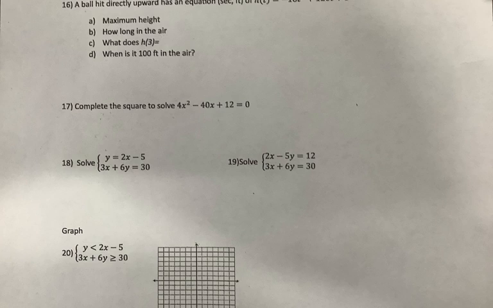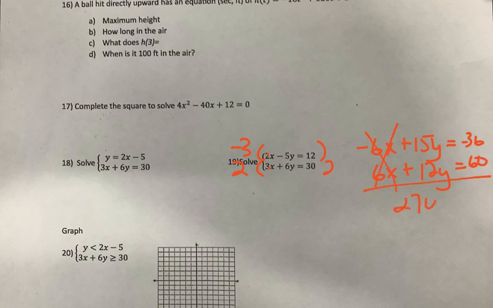One is a good problem for elimination because it's stacked up already. So I'm going to multiply by negative 3 and 2 on the bottom one because it's 2 and 3. And if I distribute this, I'm going to get negative 6x plus 15y equals negative 36. 6x, the whole idea is to make those opposite like that, so that's good. 12y equals 60. Add them together, the x's cancel out, so you get 27y equals 24. So y is 24 27ths.